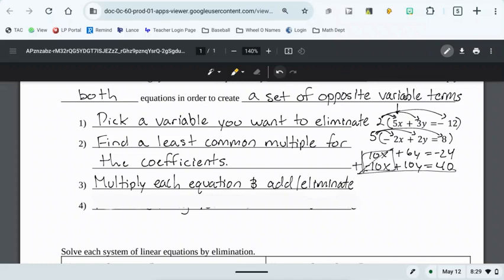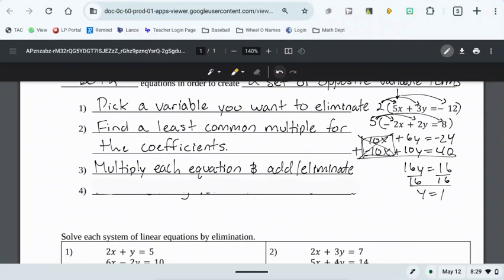Right here are the opposites. They cancel out. We have 6y plus 10y is 16y, and then we add those together and we get +16. Divide by 16. We get y equals 1.